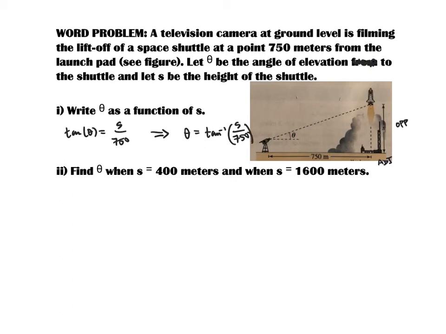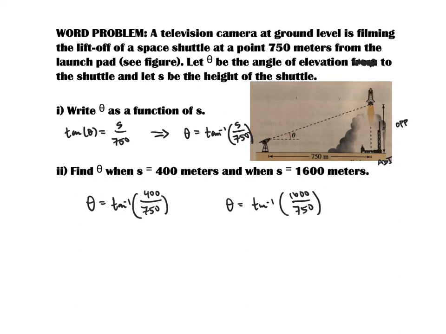All right, so in part 2 it says find theta when s is 400, and then again when s is 1600. So theta will equal inverse tangent of 400 over 750. And then again we'll find another angle. As the rocket goes higher and higher, clearly the angle is going to increase. It will never get to 90, but it could get darn close depending on how high the rocket is going. So then we'll go 1600 divided by 750.